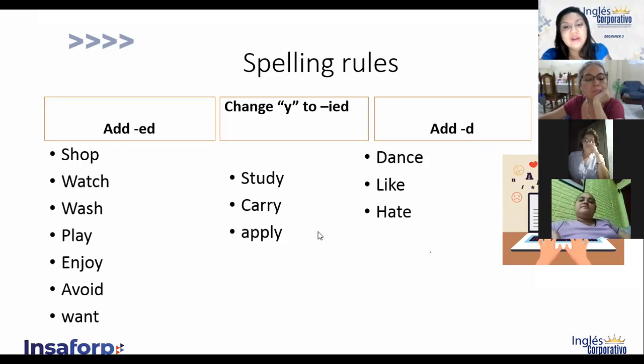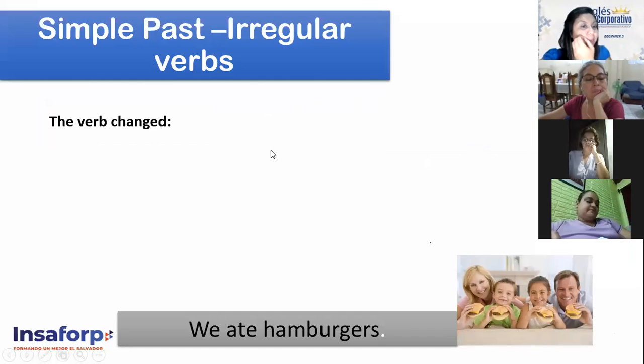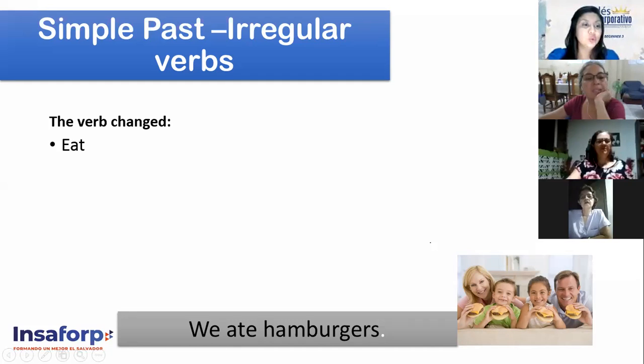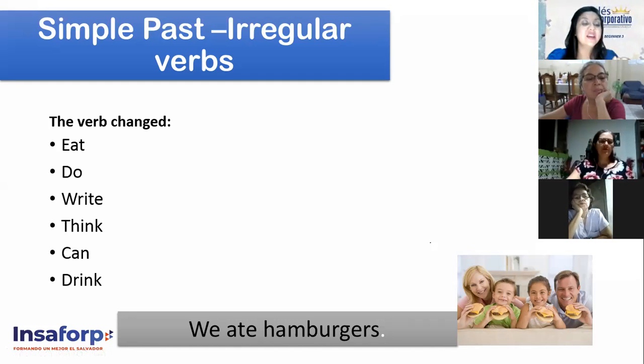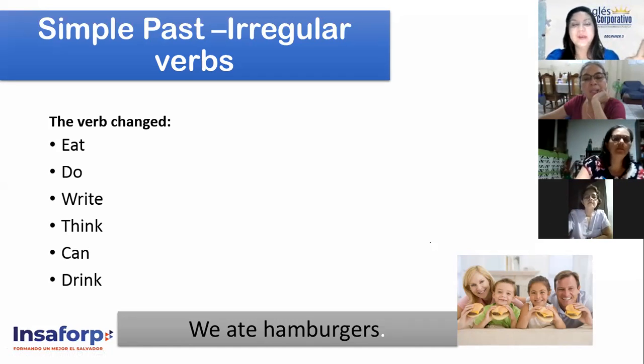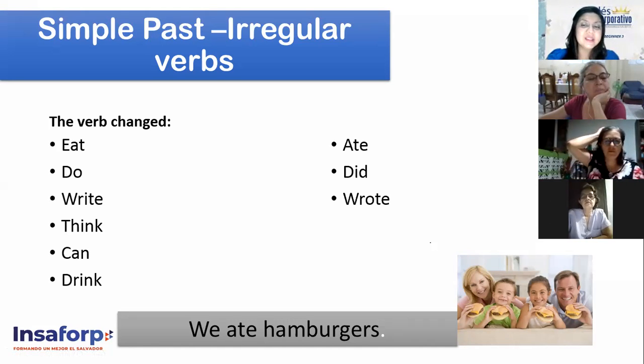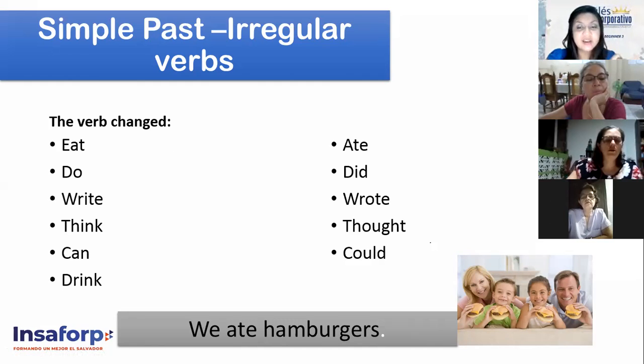Pero con los irregular verbs, con los verbos irregulares, in simple past, these verbs change completely. The word changes. Por ejemplo, eat es un verbo irregular. It's an irregular verb. Eat, write, think, can, and drink. There are many, many others, but I put these examples. For example, eat, past, ate. Do, did. Write, wrote. Think, thought. Can, could. And drink, drank.